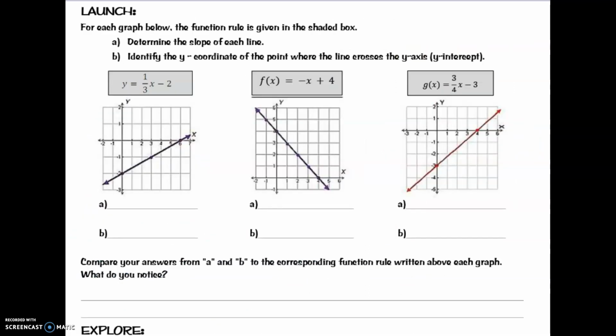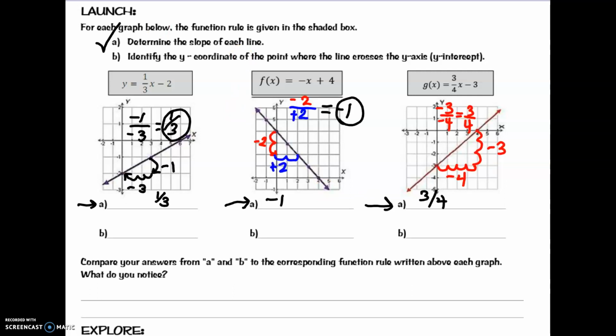So for your launch, first thing I want you to do is determine or figure out the slope of each line given below. So on line A, for each of these, you are going to find the slope. Pause the video and push play to check your slope. Let's see how we did. The slope of the first line is 1/3. The slope of the second line is -1. The slope of the third line is 3/4.